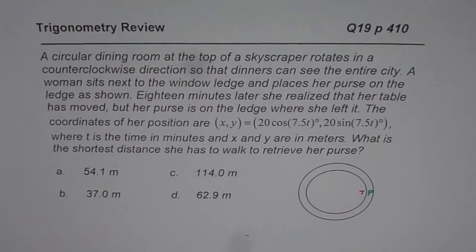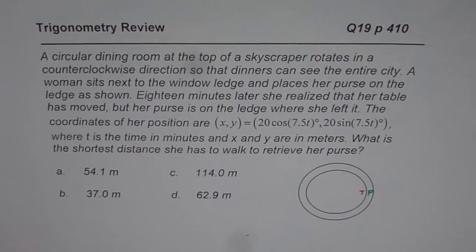The question here is, a circular dining room at the top of a skyscraper rotates in a counterclockwise direction so that diners can see the entire city. A woman sits next to the window ledge and places her purse on the ledge as shown. So that is the purse and that's the table.